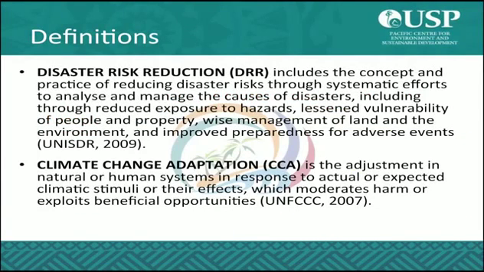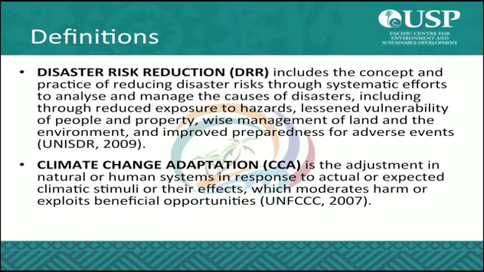There are two ways to increase community resilience based on your area of focus. Disaster risk reduction, or DRR, is focusing on natural hazards, while climate change adaptation is focusing on climate change. So disaster risk reduction includes the concept and practice of reducing disaster risk through systematic efforts to analyze and manage the cause of hazards, including through reduced exposure, lessened vulnerability of people and property, wise management of land and the environment, and improved preparedness for adverse events. This is a definition given by the UN Agency for Disaster Risk Reduction.